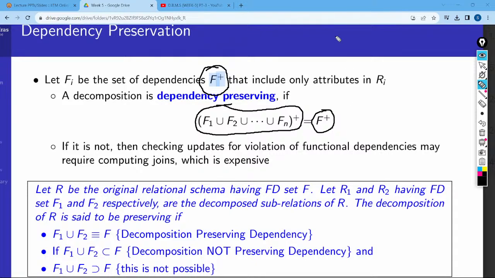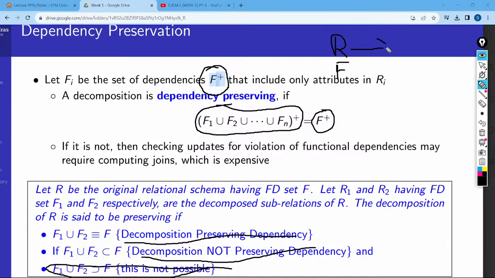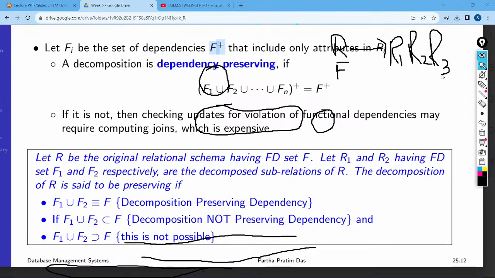So what they are telling you is R would be given, functional dependencies would be given, and then, is the decomposition preserving dependency or not. A decomposition not preserving dependency is not desirable, so we should not even look at that case, right? So what they would do is divide R into several smaller ones, namely, let's say R1, R2, R3, and so on.